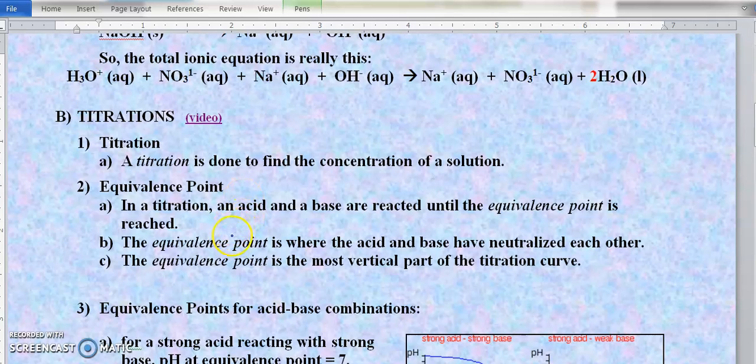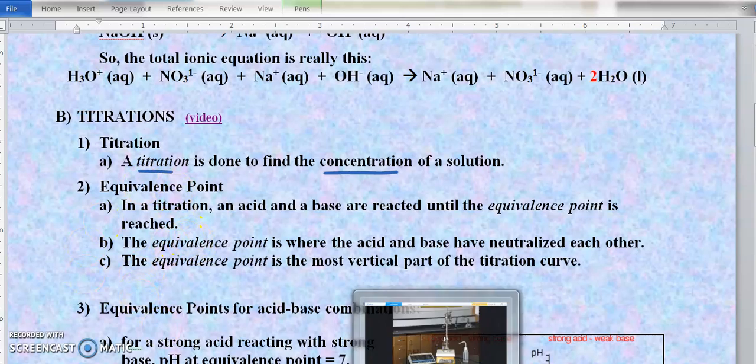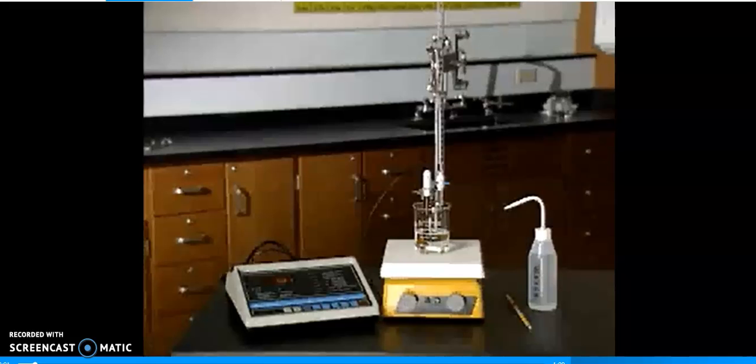Next, we will look at titrations. A titration is done to find the concentration of a solution. So you want to know the molarity of, say, an unknown acid or unknown base. You want to know its molarity. You'll do what's called a titration. And let me show you a video of some of this, and I'll walk you through it.